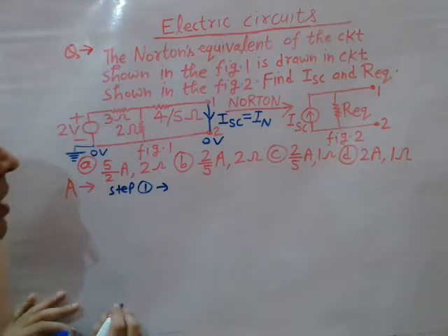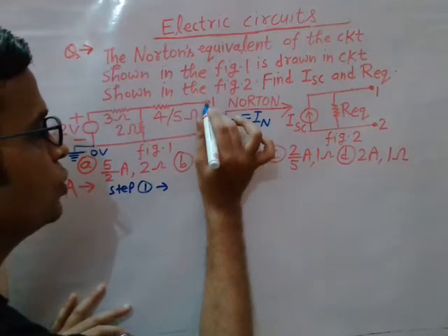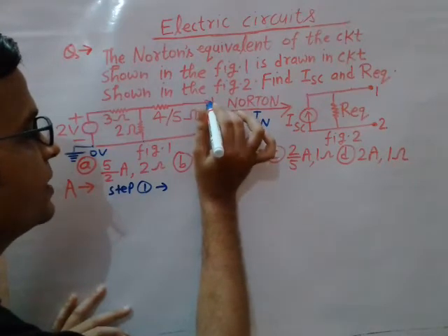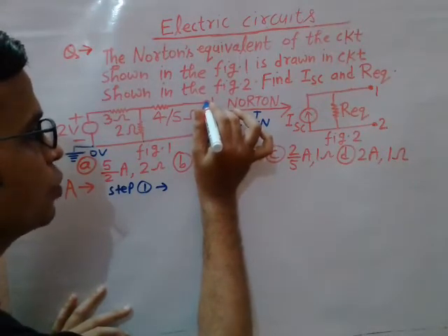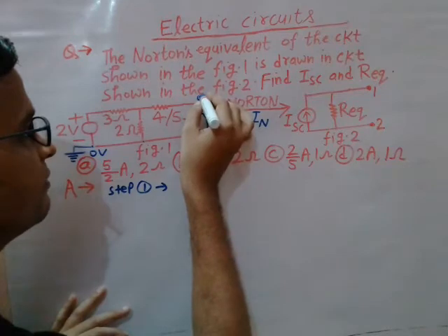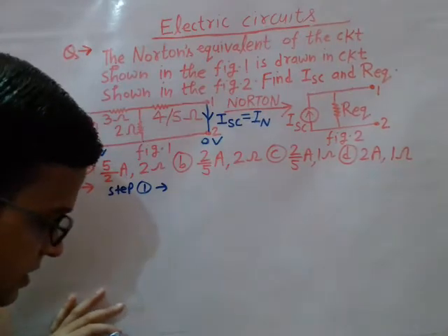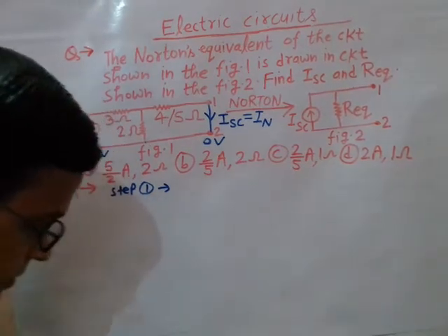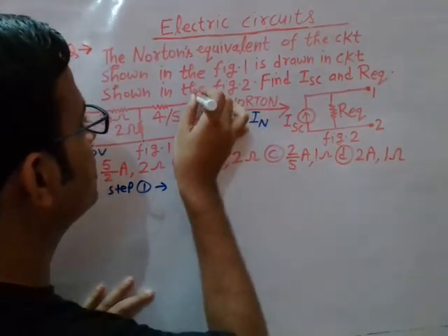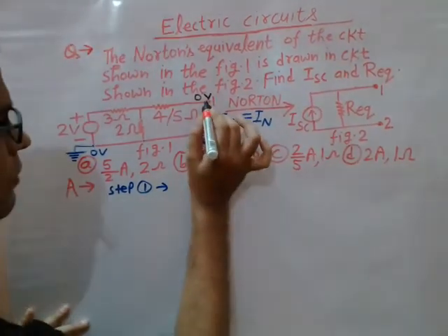Now you have shorted terminal 2 with terminal 1. That means both 1 and 2 are shorted. That means the potential of this node 1 will again be 0, right? Because both are shorted by a wire, right? You have shorted this. That's the process by which you calculate the Norton's current, right? So here the potential of this node is nothing but 0 volt, right? Now this is 0 volt, this is 0 volt.